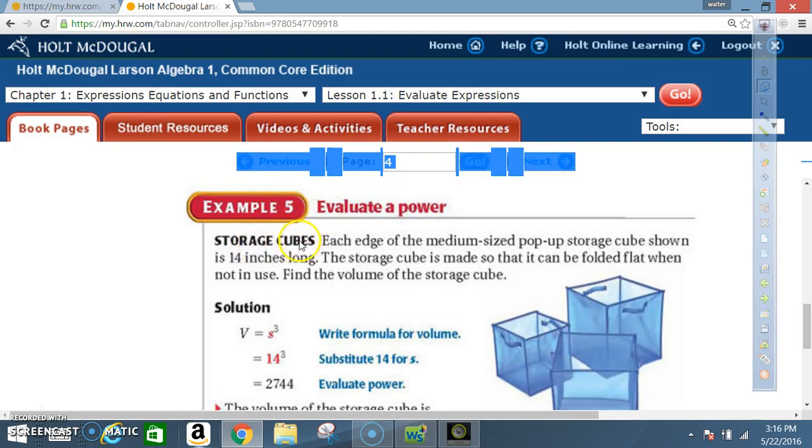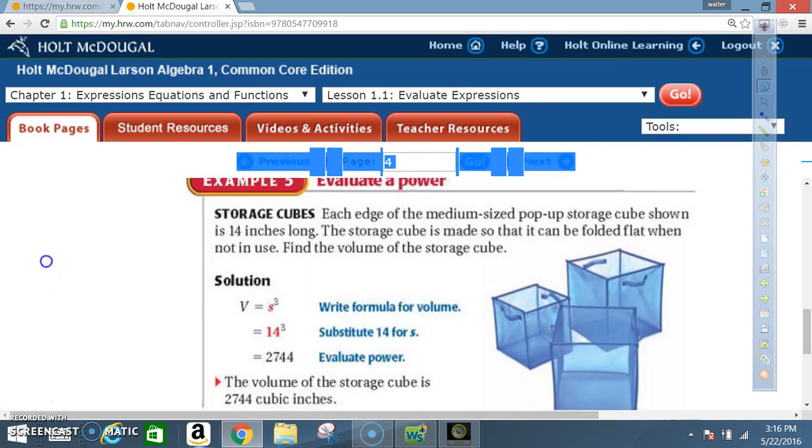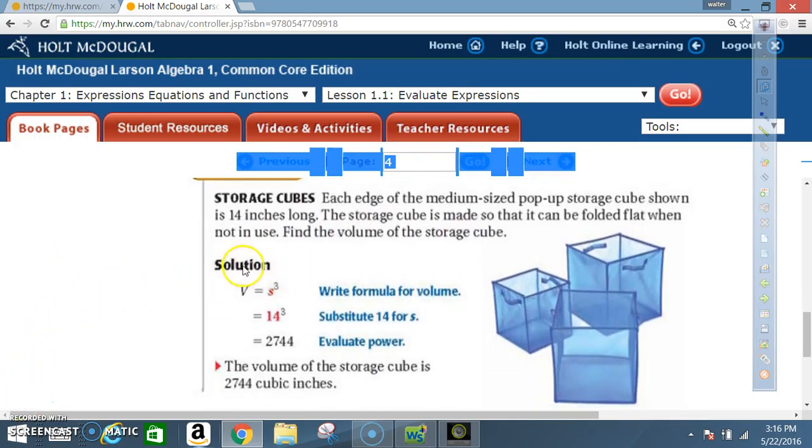Example 5. Evaluate a power. Storage cubes. Each edge of the medium-sized pop-up storage cube shown is 14 inches long. The storage cube is made so that it can be folded flat when not in use. Find the volume of the storage cube. Solution. Volume is equal to s to the 3rd power. Write the formula for the volume. Substitute 14 for s, because it told us it was 14 inches long. Now we evaluate 14 to the 3rd power. That means 14 times 14 times 14. After multiplying, we come out with 2,744. So the volume of the storage cube is 2,744 cubic inches.